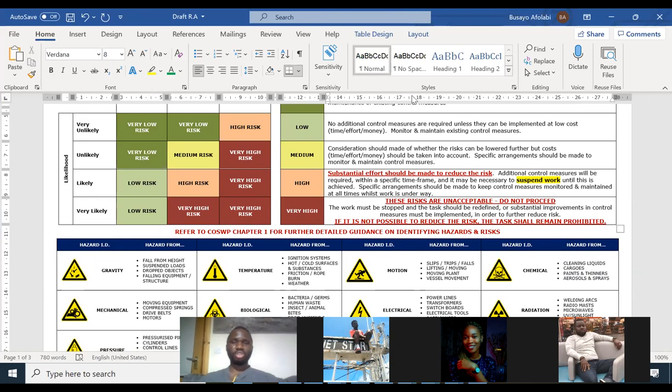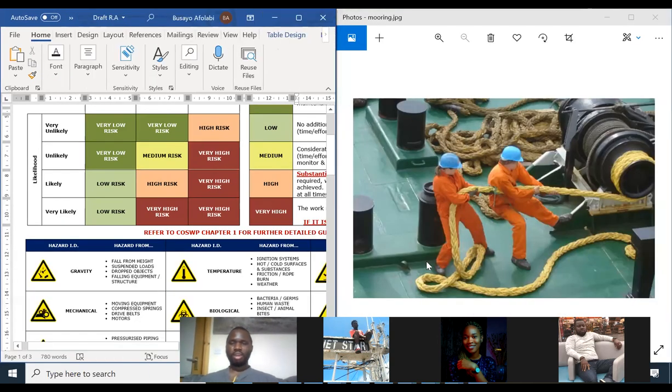So what we now do is suspend the work and then bring in Peter's idea, which is to find a way to either relocate our working environment or remove this, or find a way to get an extra man who will solely be looking out for people, for this lady, or for the people that will be caught by this arm. Can I suggest something?